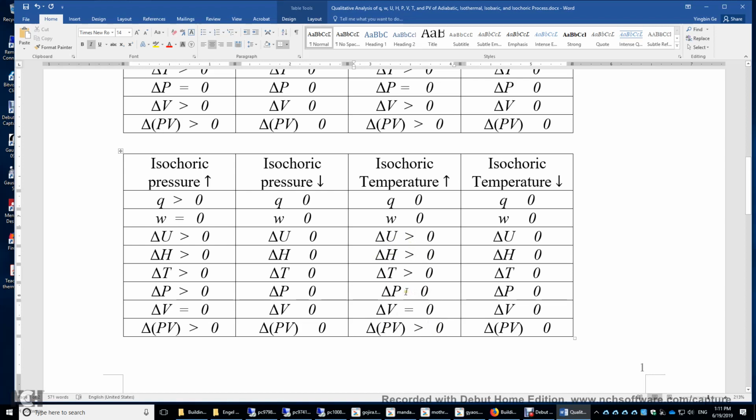How about delta P? Again, if you think about this, if PV increases while V remains constant, then pressure must increase. And then delta U is greater than 0, Q must be greater than 0. Why? Delta U equals Q for isochoric process because work is 0. Again, the fourth column is the opposite of the third column.